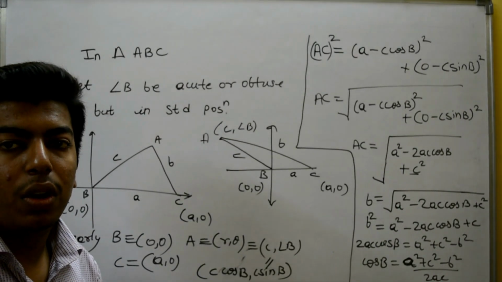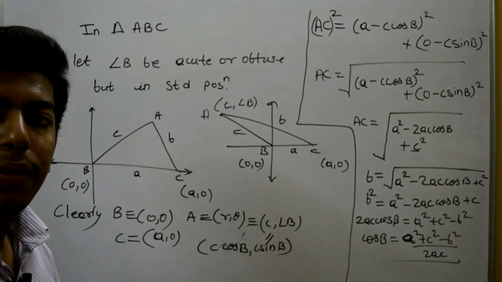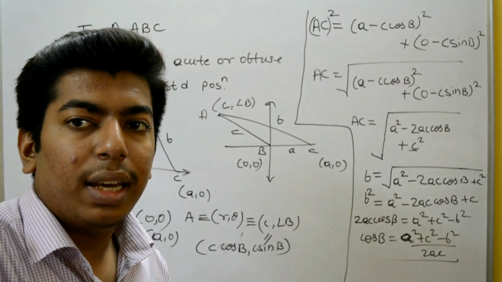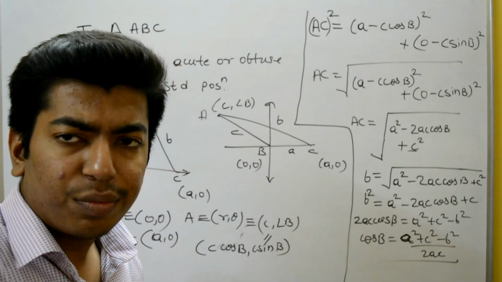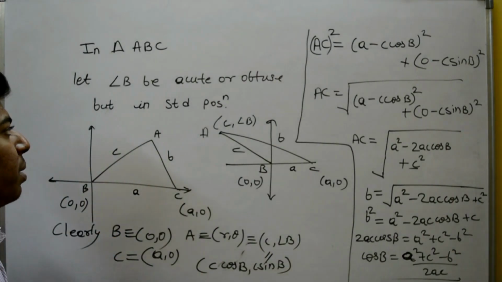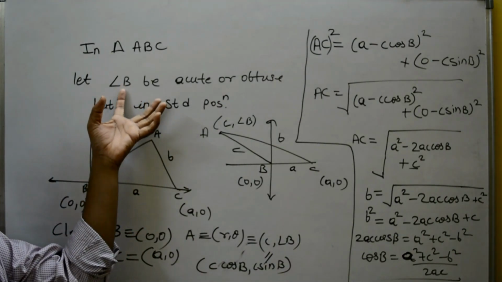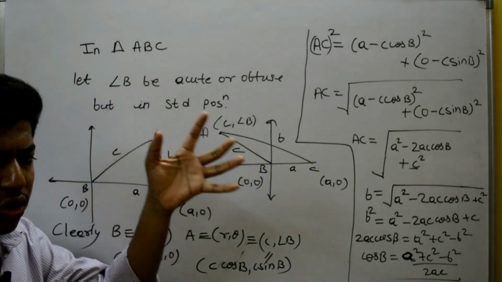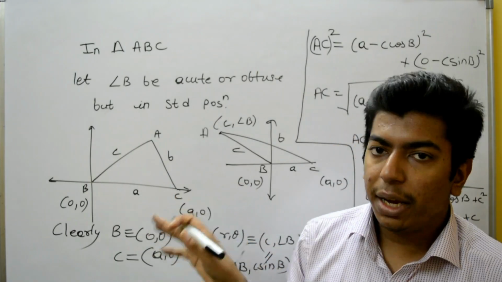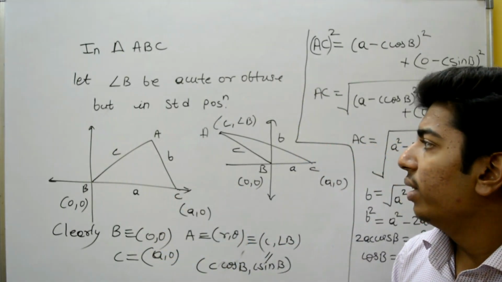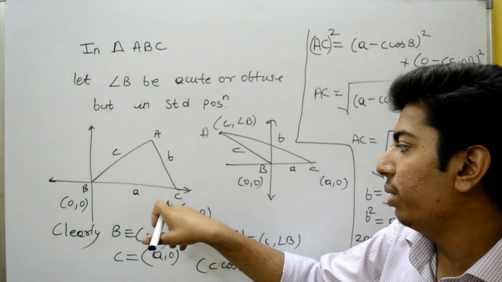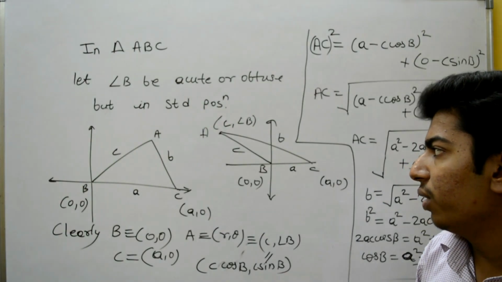This is all about cos B. If you want to find cos A and cos C, you just have to replace angle B by angle A and angle C. So you have to take the angle A as acute or obtuse in the standard position. The angle A will be shifted over here, B will be shifted, and C will also be shifted over here.